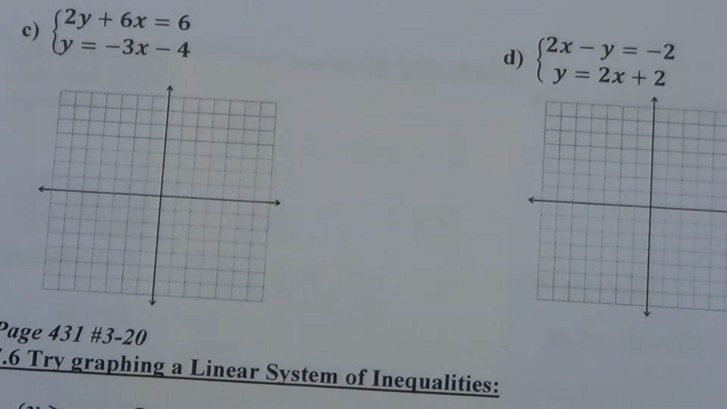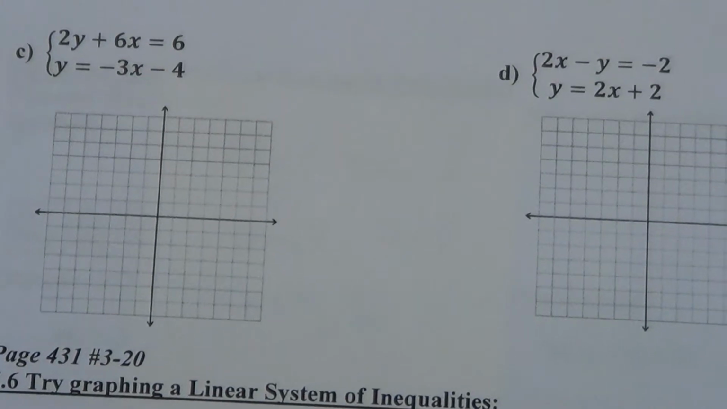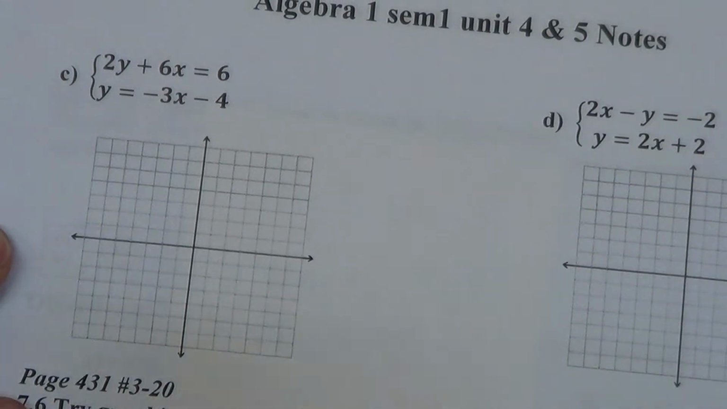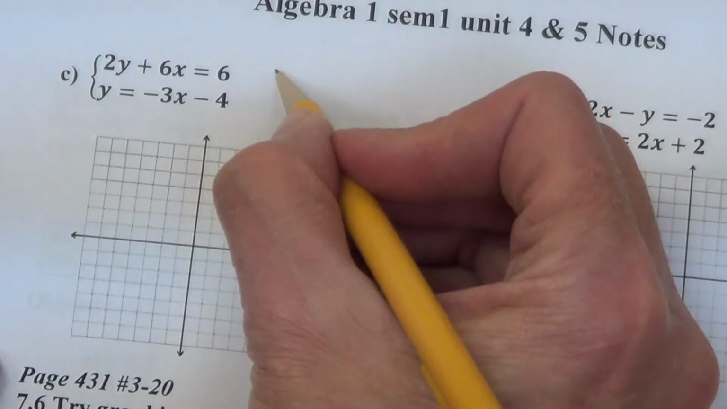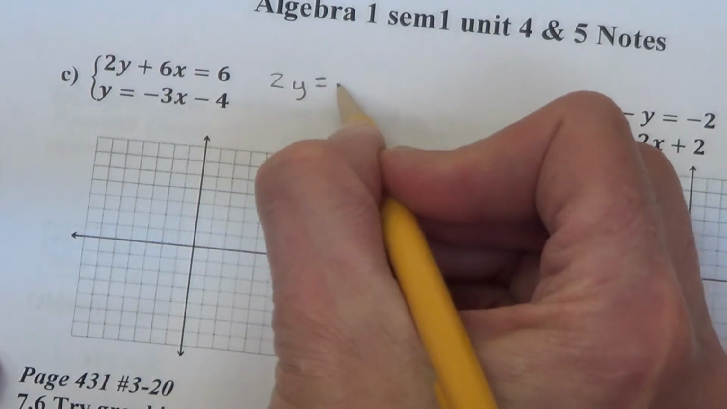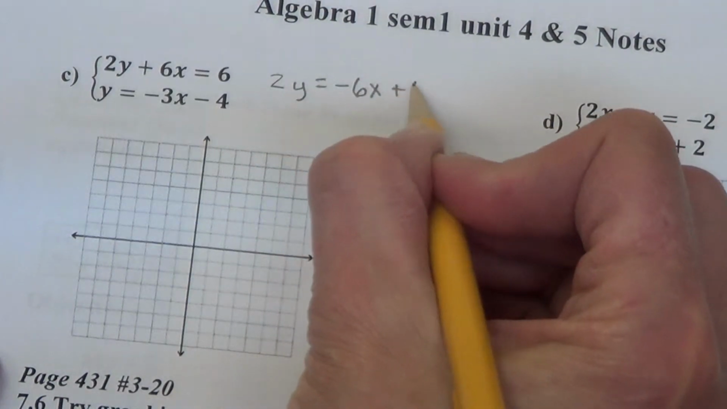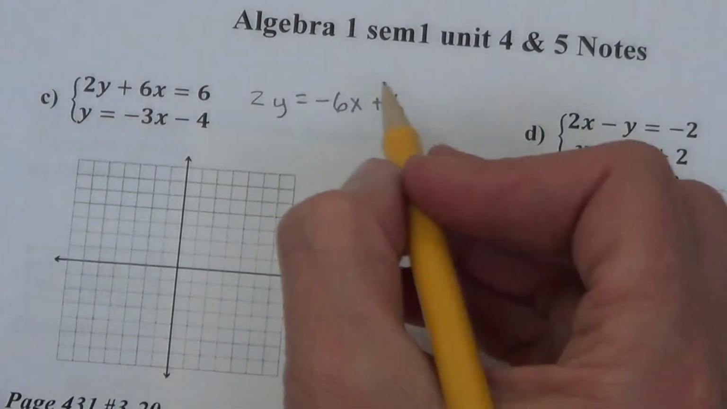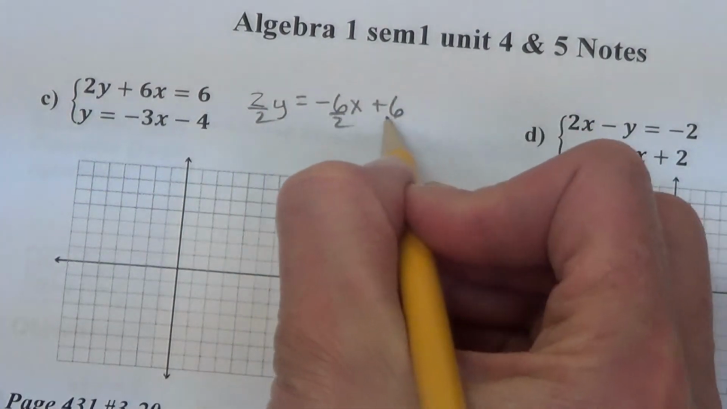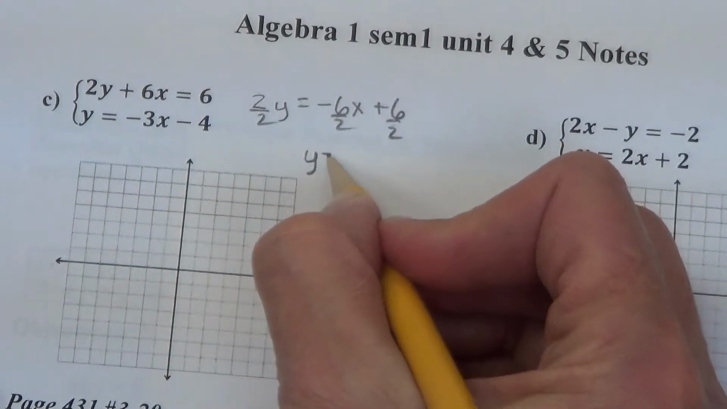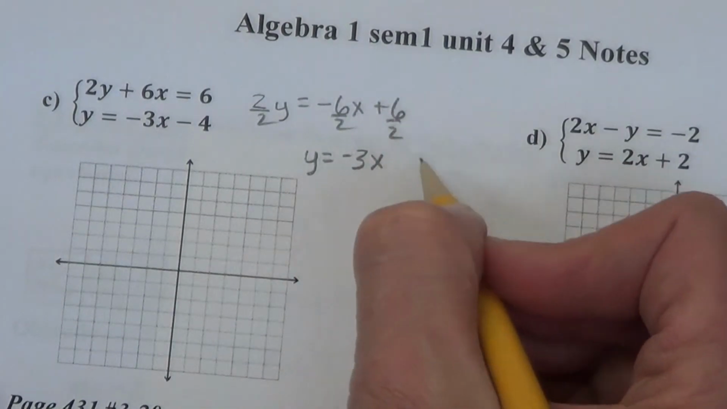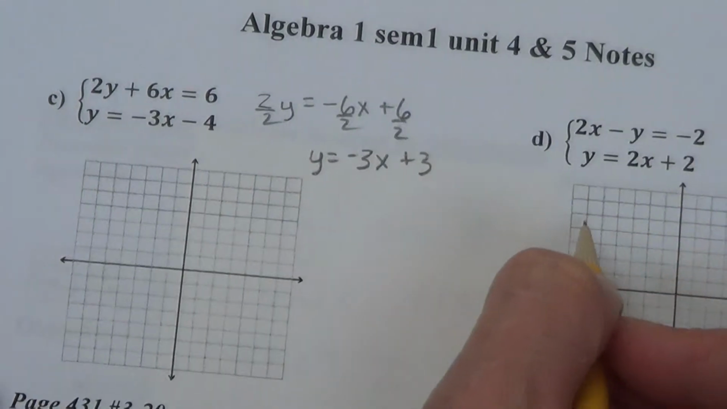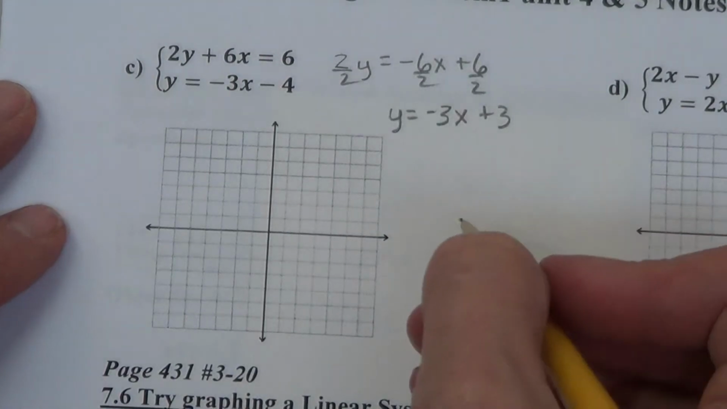We are asked to graph a few more. Remember, the most important thing here is to get your y alone. So we subtract 6x from each side on this one. 2y equals -6x plus 6. Now we divide by 2 to get the y alone. We get y is equal to -6 divided by 2, which would be -3x. 2 goes into 6 3 times. So now we can graph these two. Go ahead and turn off the video, pause it, and graph those, and then turn it back on and see if you have what I have.